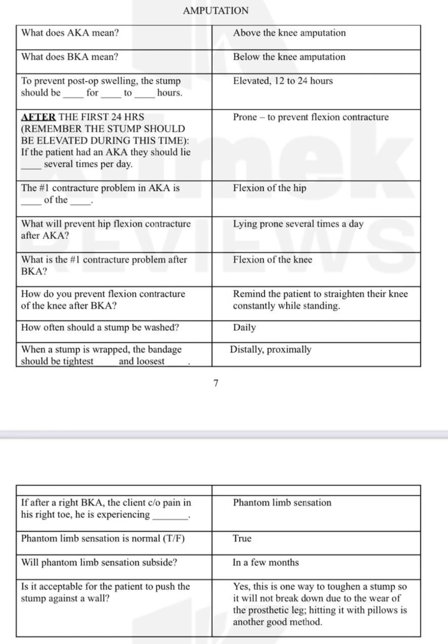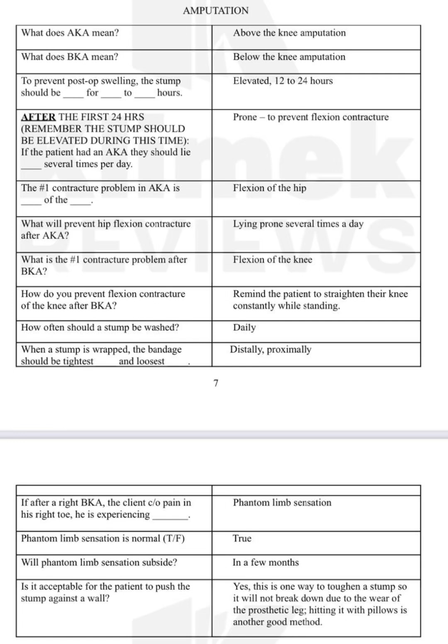4. After the first 24 hours, if the patient had an AKA, they should lie blank several times per day. Answer: prone, to prevent flexion contracture. Rationale: lying prone, on the stomach, helps stretch the hip muscles and prevents them from becoming tight. For AKA patients, this reduces the risk of a flexion contracture at the hip.